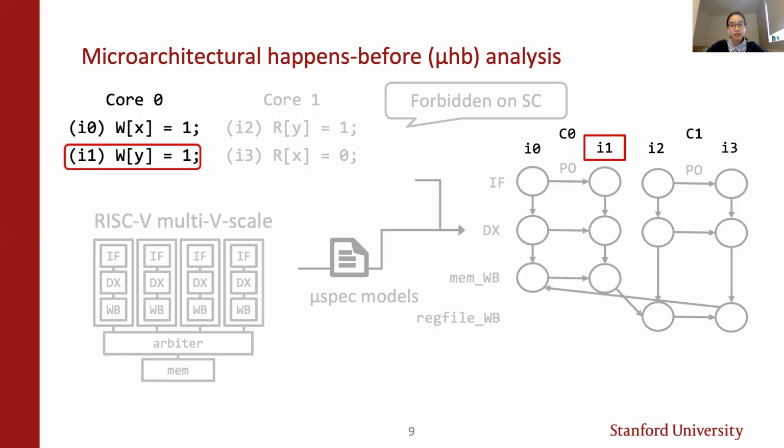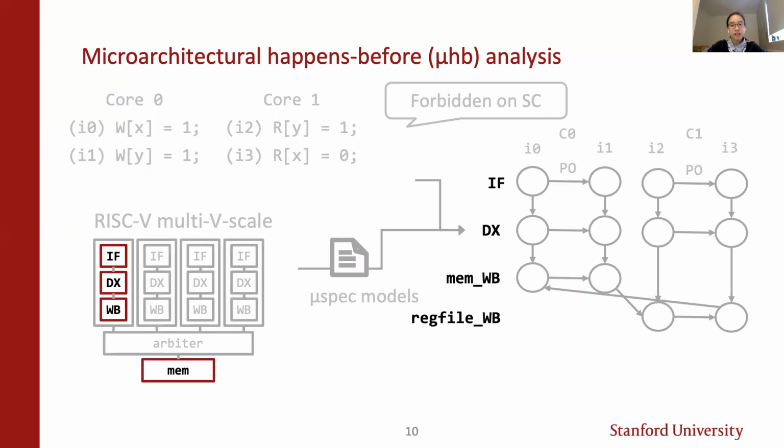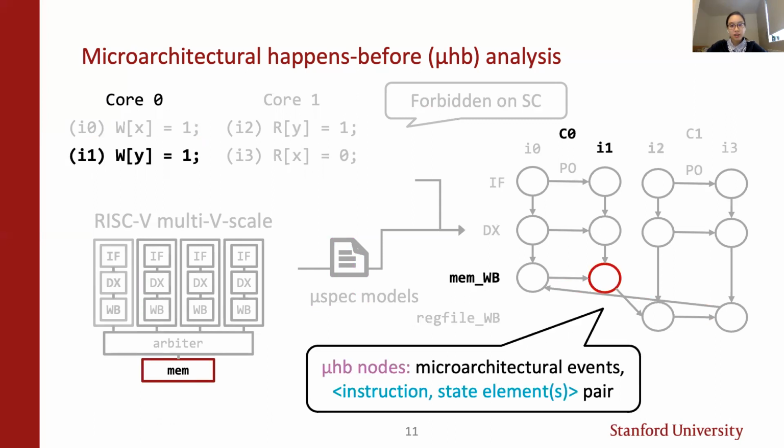Column labels correspond to instructions in the input program, sequenced from left to right on each core. Row labels represent hardware state elements, or collections of them, within the input microarchitecture. For example, DX represents the decode-execute stage of the processor to the left. Going inside the graph, a node represents an instruction updating some set of hardware state elements.